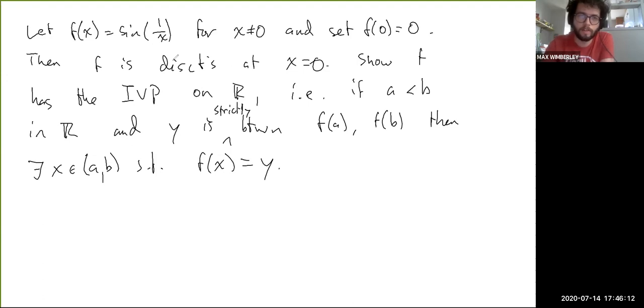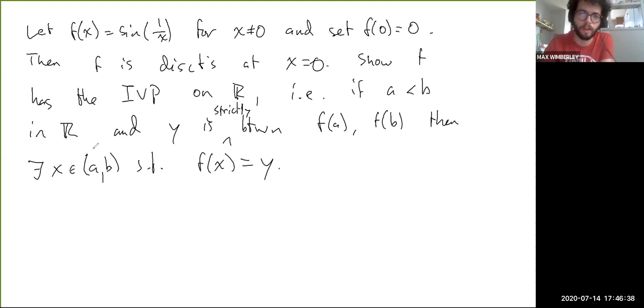So the fact that f is discontinuous here means you can't just directly invoke the intermediate value theorem. It's not a one-line proof. You have to be a little bit more careful. But the point of this is that it's an example of a function that has the intermediate value property on the entire real line and still fails to be continuous, basically.